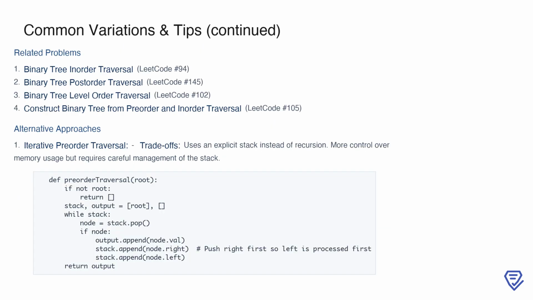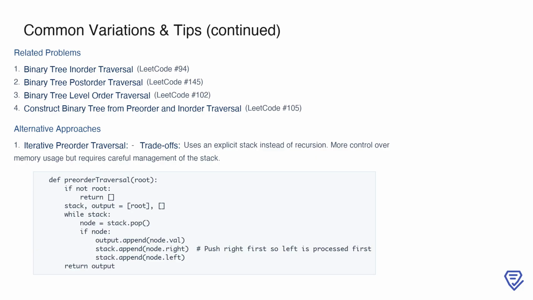To deepen your understanding, it helps to explore related problems. For example, binary tree inorder traversal on LeetCode number 94, postorder traversal on LeetCode number 145, and level order traversal on LeetCode number 102 all build on similar traversal concepts. Another interesting challenge is constructing a binary tree from preorder and inorder traversal, as seen in LeetCode number 105.